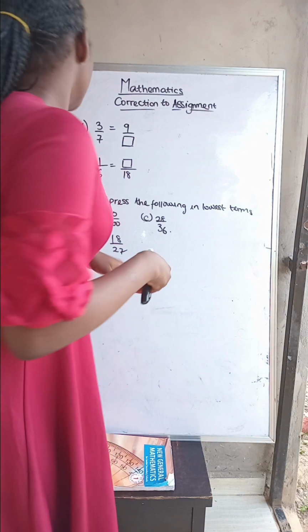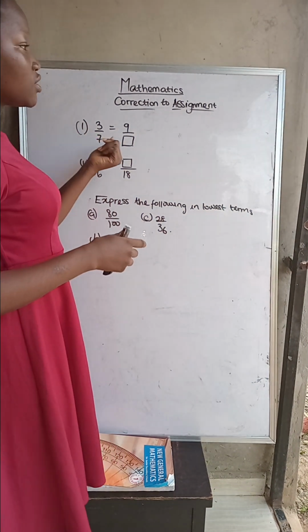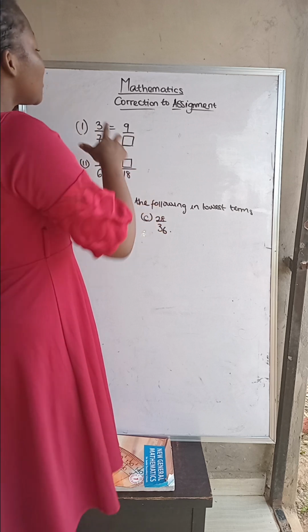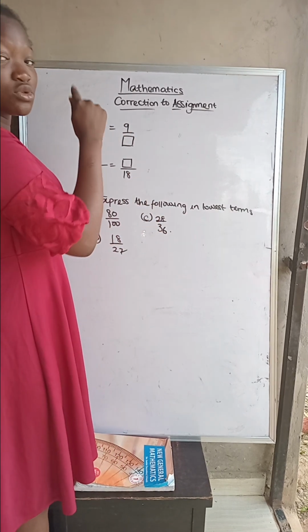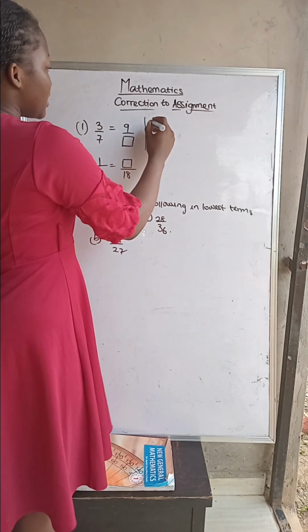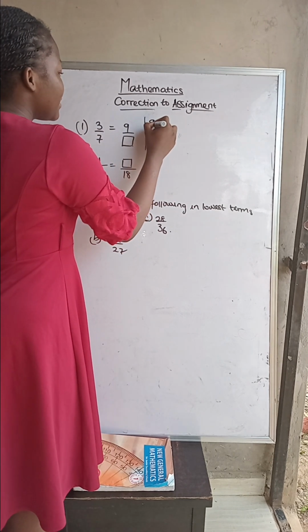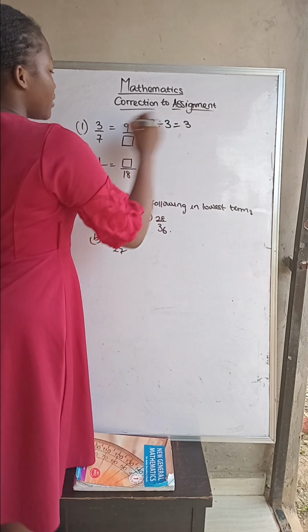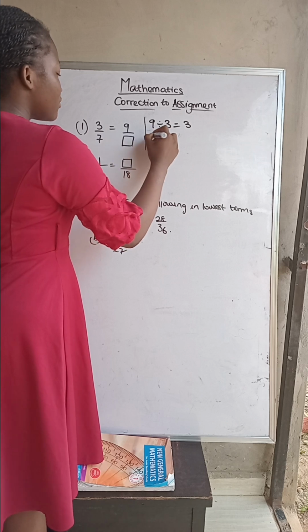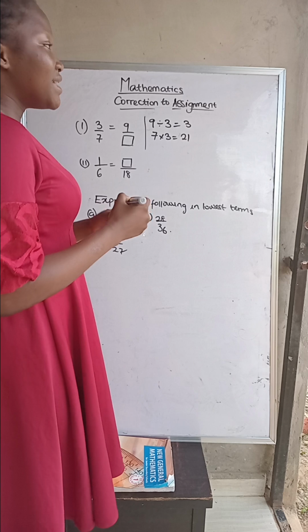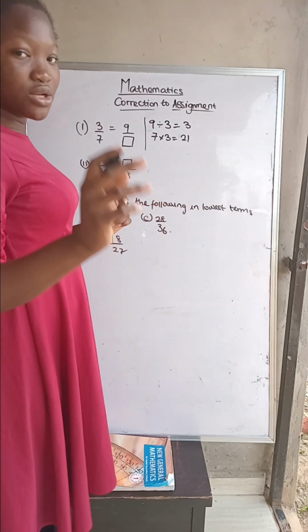First, I'll start from the correction of Monday's work. The first question here is 3 over 7 is equal to 9 over what? The first thing I said we should do is, with the two numbers that we are given, you divide them. So we have 9 and 3. We say 9 divided by 3, right? That's 3. Now you have to say 7 times 3. That's 21. Now, there's actually another method that you can use.